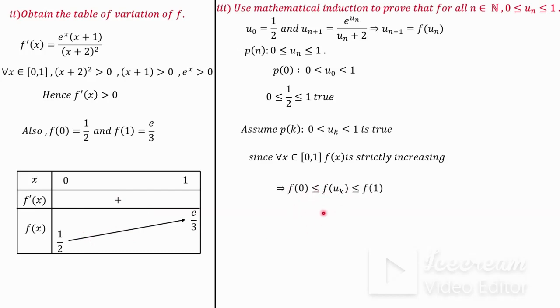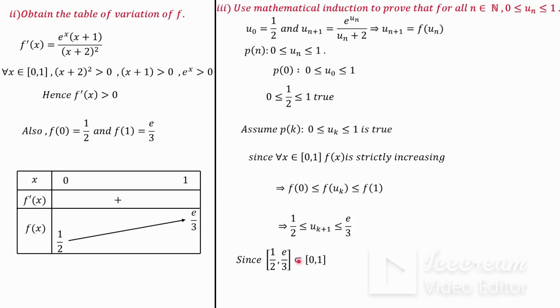It therefore means we can write this statement, that is, f of 0 is less than or equal to f of uk, less than or equal to f of 1. What is f of 0? f of 0 is a half, and f of 1 is e divided by 3. We therefore get this expression: a half is less than or equal to uk plus 1, less than or equal to e divided by 3.